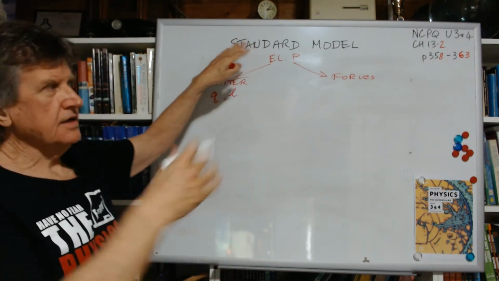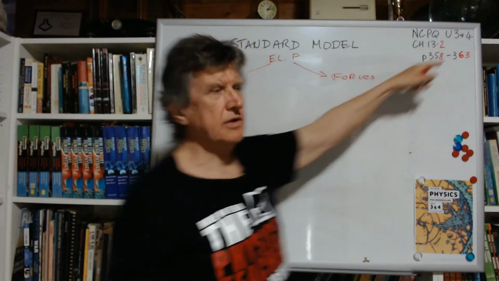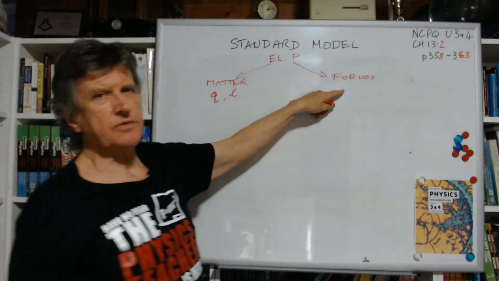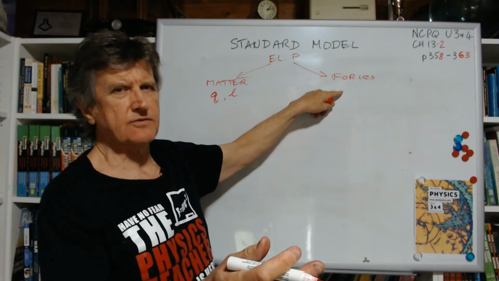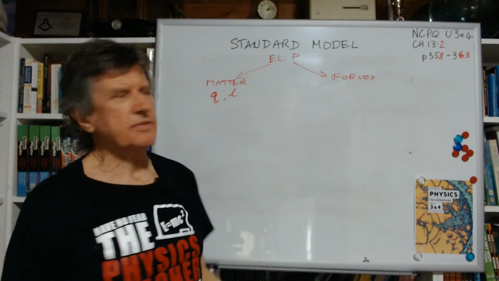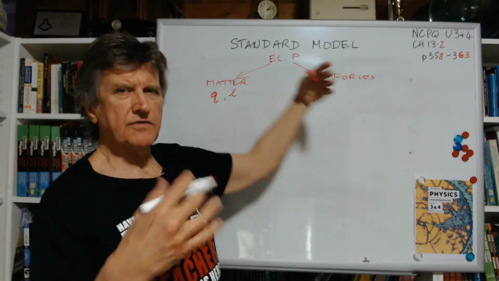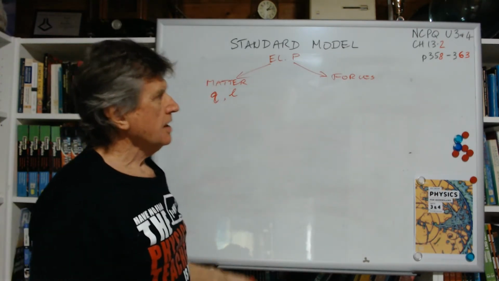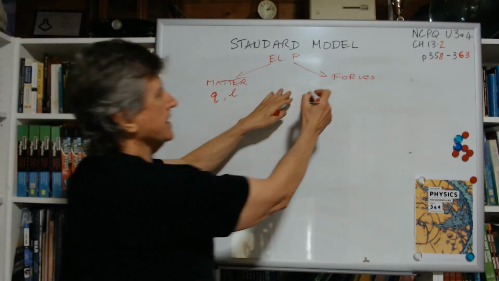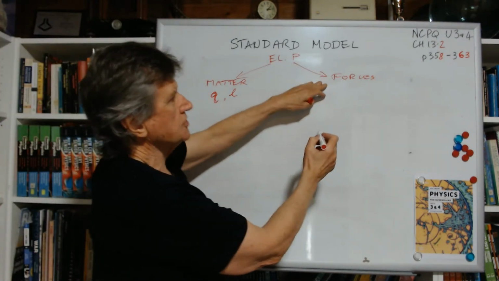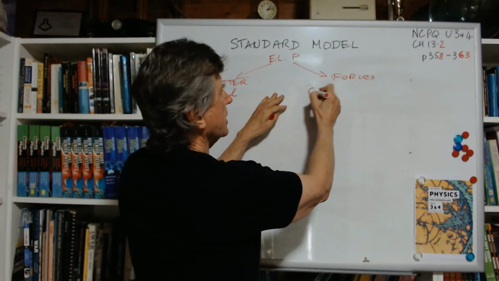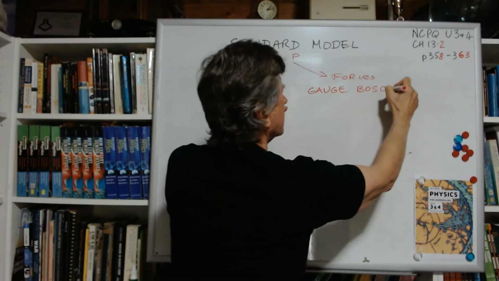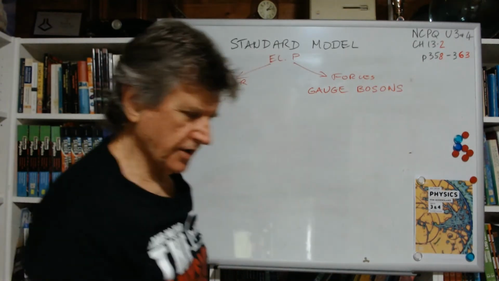I've done that. That's the first 2 sections, chapter 13.1. In chapter 13.2 I'm going to talk about these forces. Now I've done the 4 fundamental forces, but now I want to talk about the 3 forces of the standard model and these mediating particles and so on. Now the elementary particles for forces are called gauge bosons. Now this is where it gets a bit tricky.